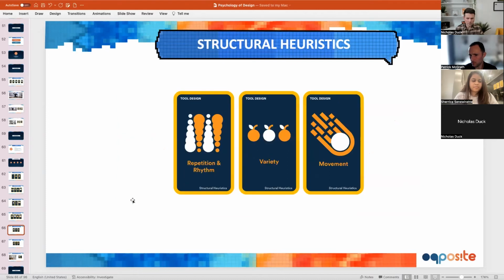There are also some heuristics around the structure of things. So you can use repetition and rhythm in things.